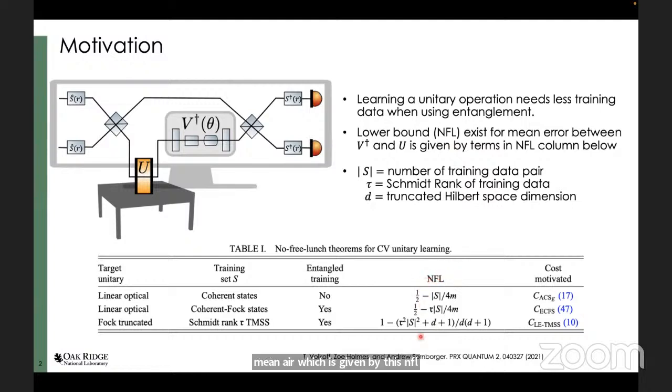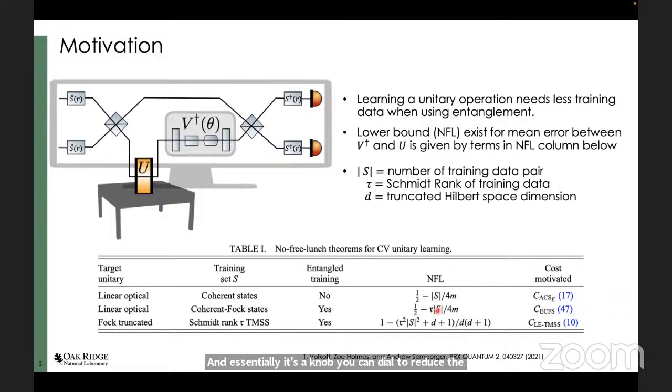which is given by this NFL, or no free lunch, column here, where this first one is unentangled, using separable states, whereas the other two are using entangled states for the quantum compiler or simulator. What you'll notice is there's this Schmidt rank term in both of these that basically amounts to how entangled the compiler system is that you're using to learn U. Essentially that's a knob you can dial to reduce the training data set and speed up your calculation.